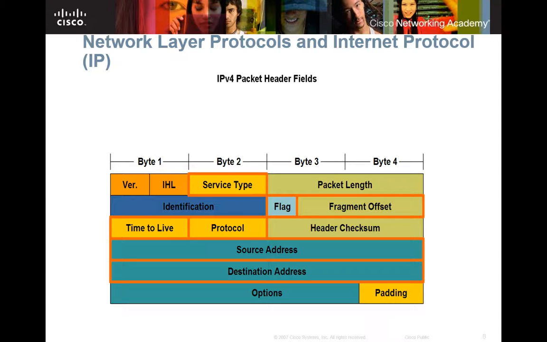Fragmented offset, if we needed to offset it. Time to live: how many hops is it going to be that this packet will travel before it dies out between point A and point B. What protocol are we using? In this case, it will be IP.